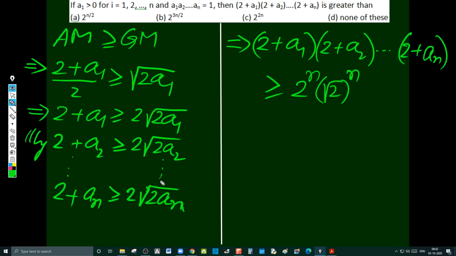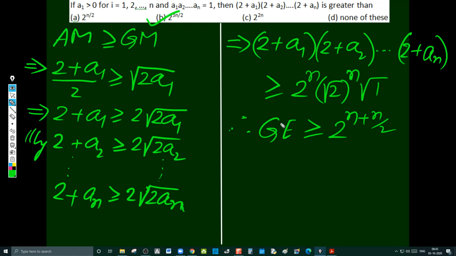That becomes the GM, root of the GM, and its value is given already. Its value is already given, so square root of 1. Therefore, the given expression is greater than or equal to 2 power n plus n by 2, so 3n by 2. Option B is correct. And then you have to check the others also.